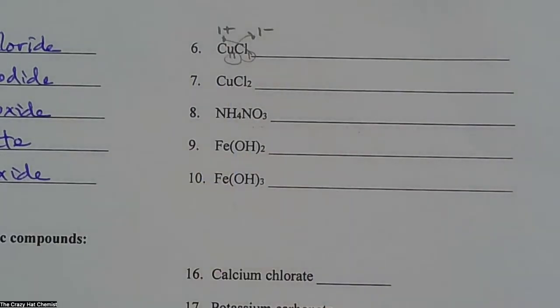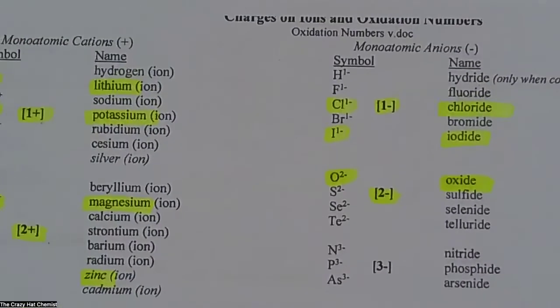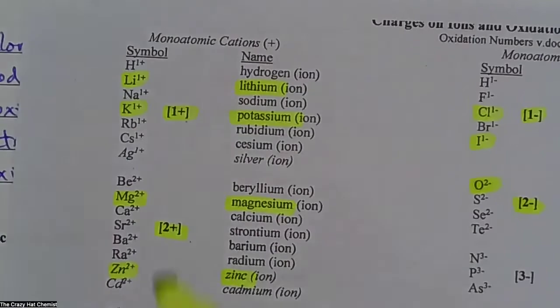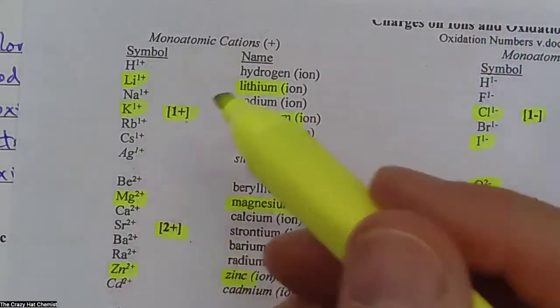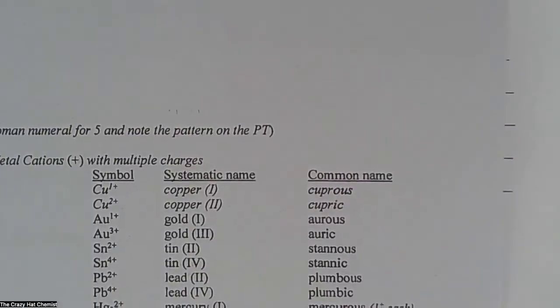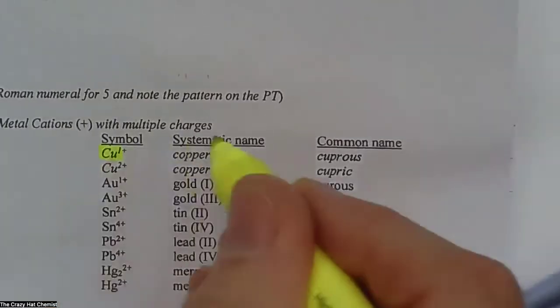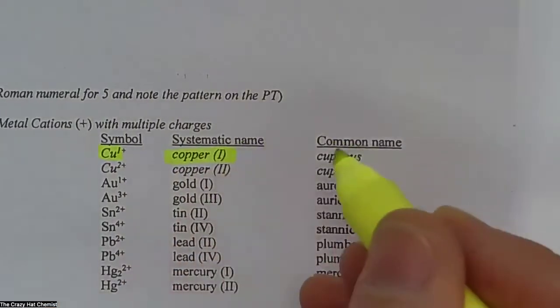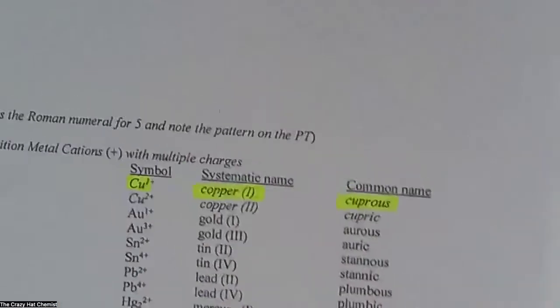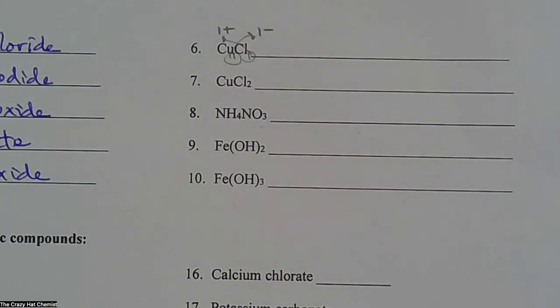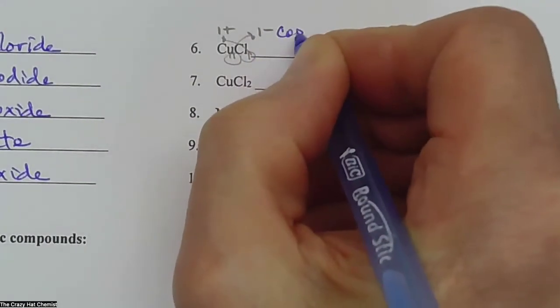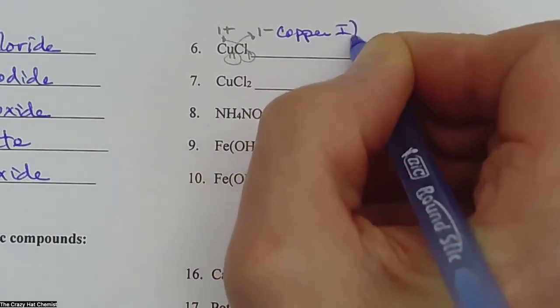Okay, I'm going to look in the 1 plus category, and I'm going to look for a Cu. Sadly, I cannot find in the 1 plus category a Cu. So now I'm going to have to look somewhere else. Okay, and I'm going to have to look on the transition metal cations, and I can find the Cu right here. That is a copper Roman numeral 1 or cuprous. So I'm going to write down the word copper, Roman numeral 1 or cuprous.